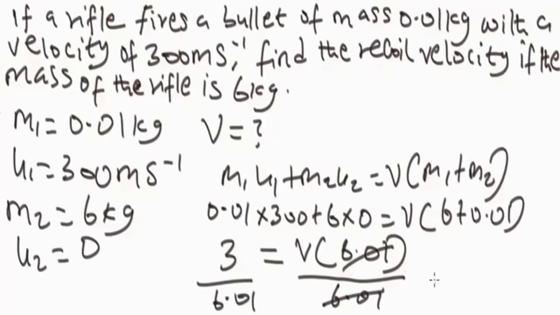This will cancel this. Therefore, our final velocity v will be, let me point this with my calculator, 3 divided by 6.01. Okay, so I have it to be 0.49, which is approximately, if we are leaving it to one decimal place, 0.5 meter per second. Alright, this is one.